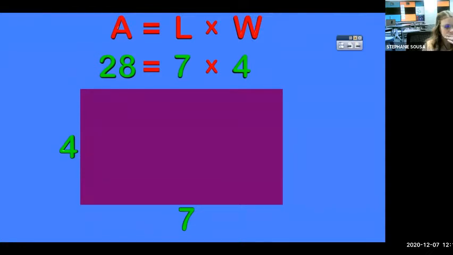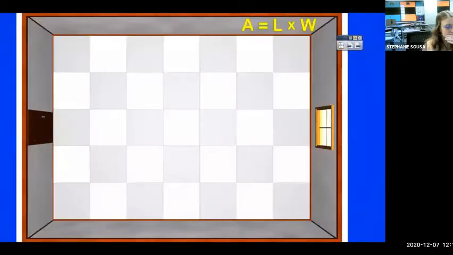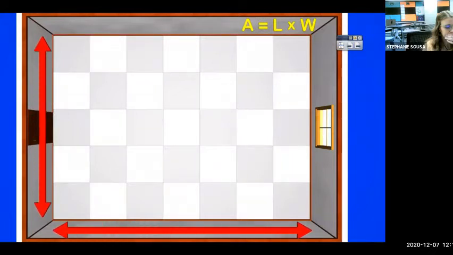Awesome job, guys! Now that we know how to find the area of a square or rectangle, we need to find out how many tiles are needed to repair the floor in the room we just broke. Here is the room. We need to know the area in square units to replace it with new floor tiles. To find the area of this room, we need to find the length and the width. What is the length?